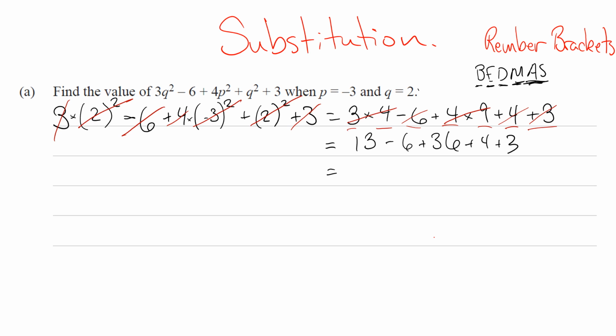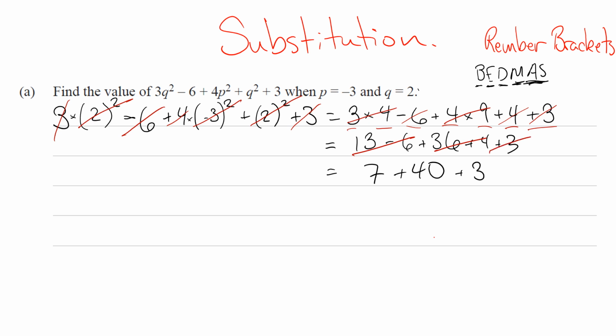So 13 minus 6. 13 minus 6 is 7, so cross that one off. Done. 36 plus 4 is going to be 40, so those two are done. And then finally, plus 3. We've done it all.